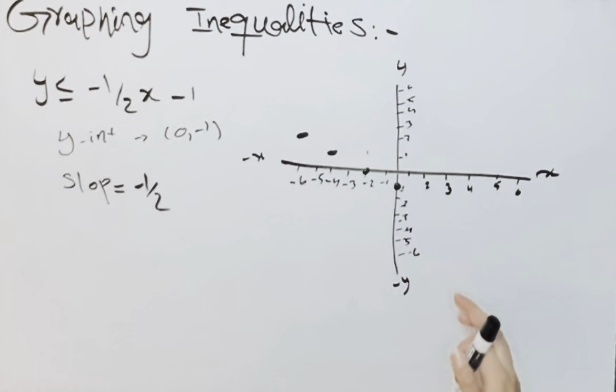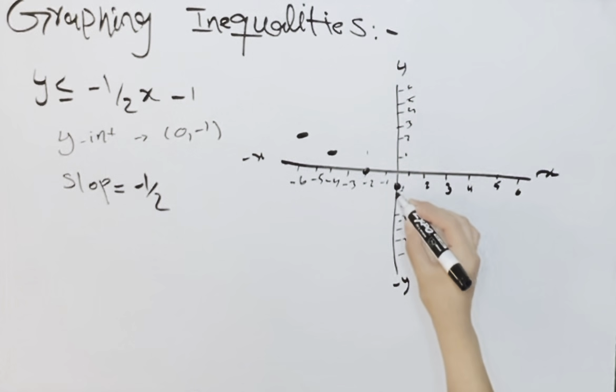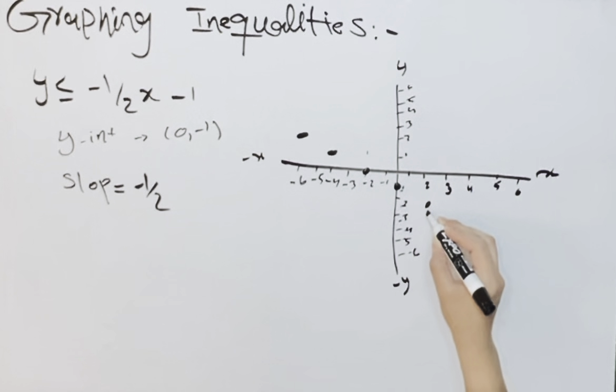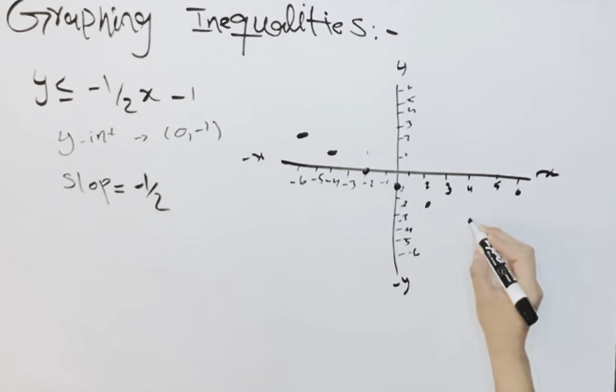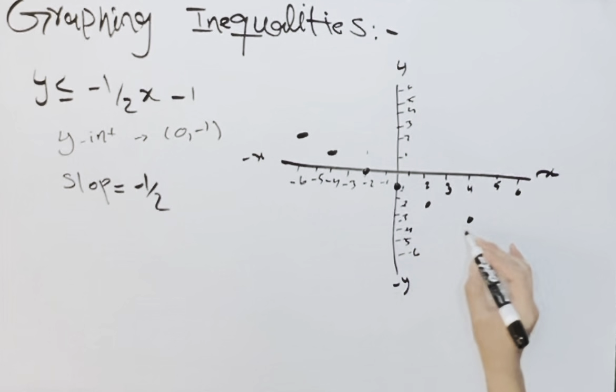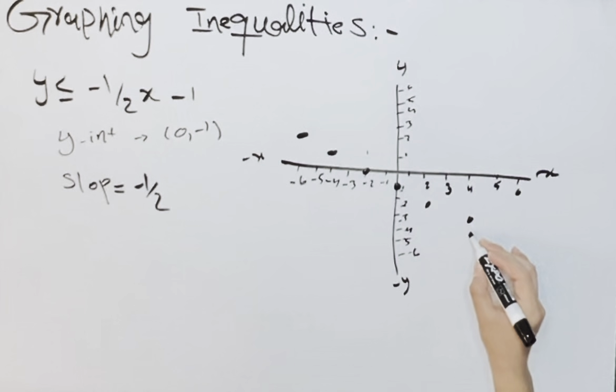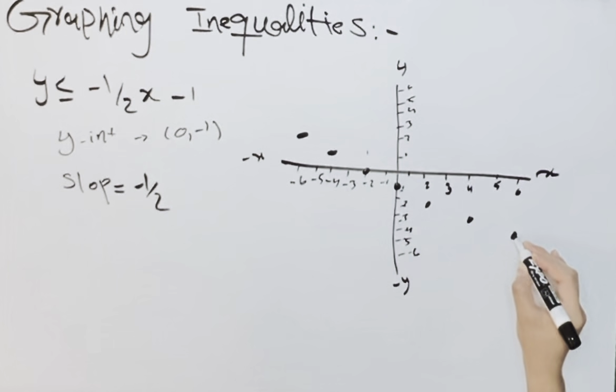Now we do the same thing, but this time we're going to come down and turn right. We go 1 down and then turn right. We go 1 down and turn right twice. We go 1 down and turn right. Now we need to connect it.